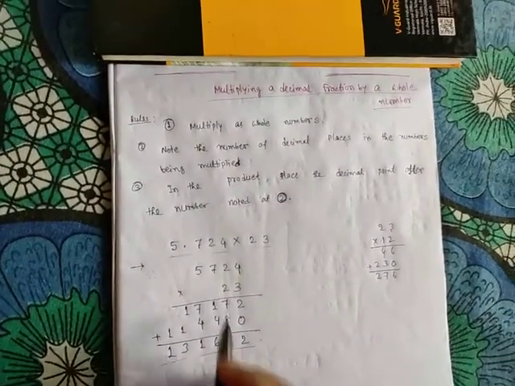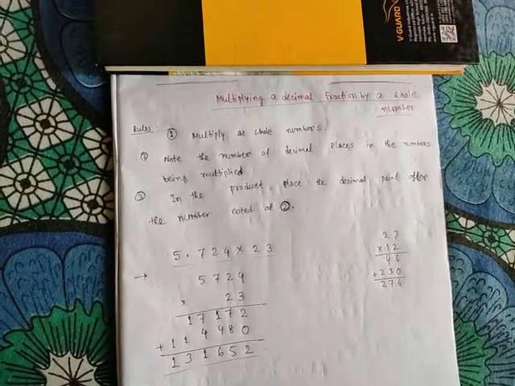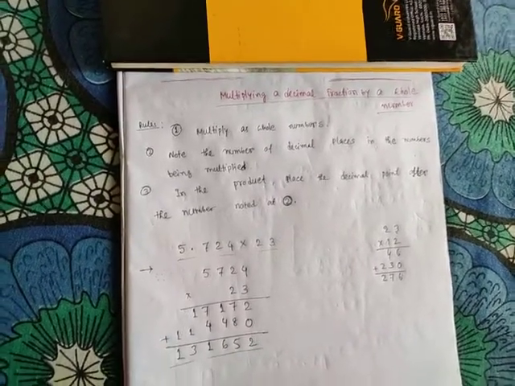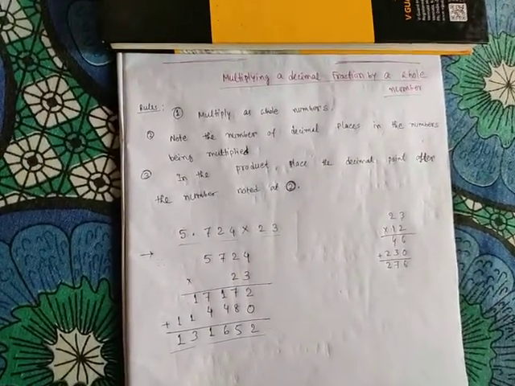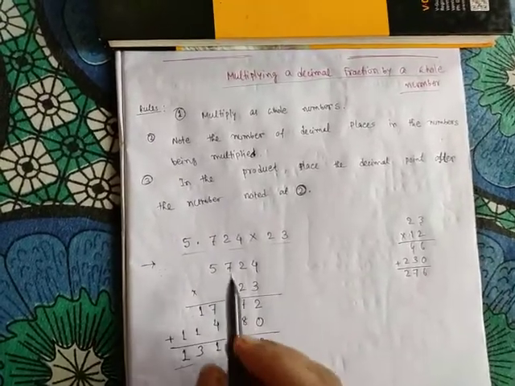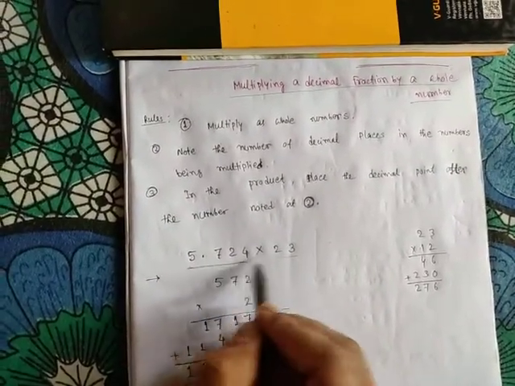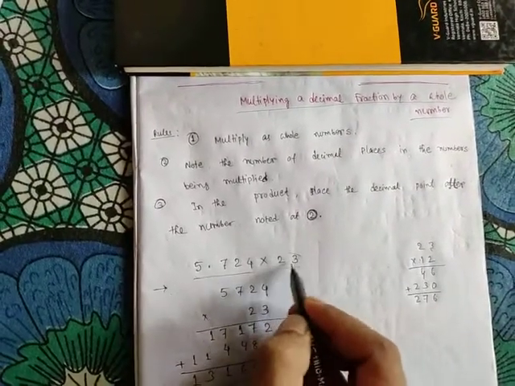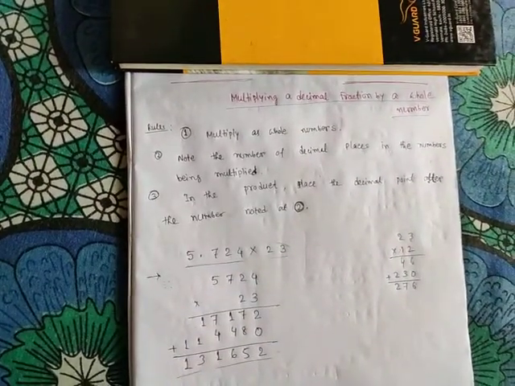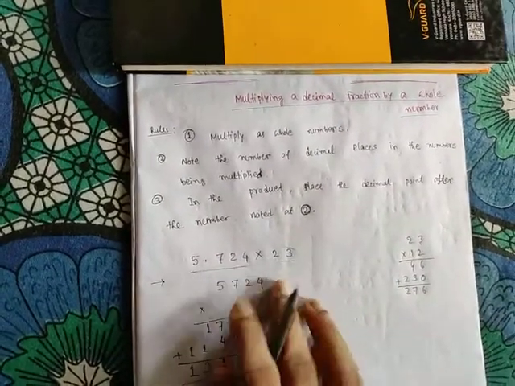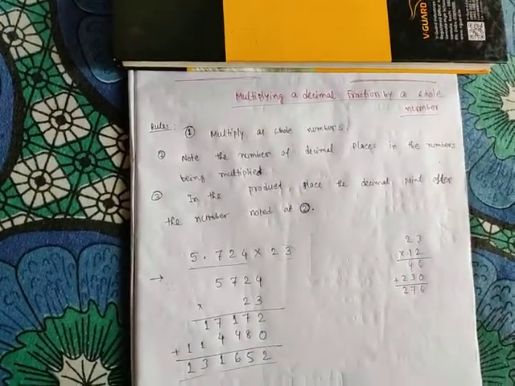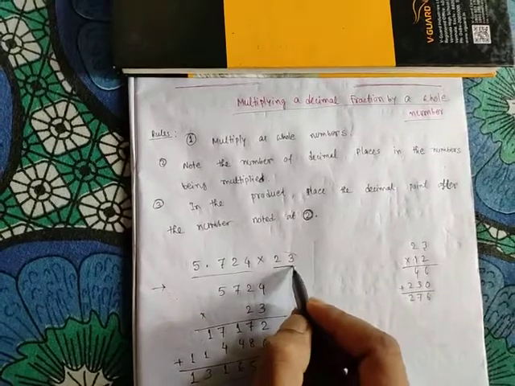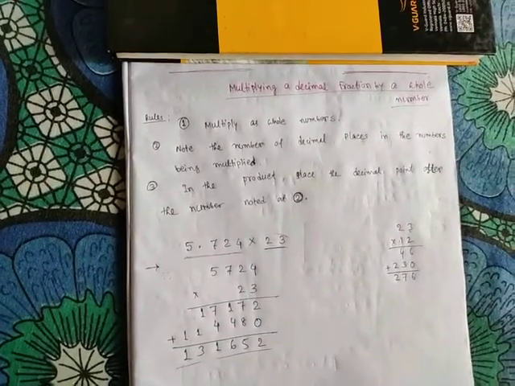So here you have to count the number of decimal places. Now you tell me, for this number, this is the whole number, there is no decimal part. So there must be no decimal places. Here you have no decimal places because this is an integral number or whole number.